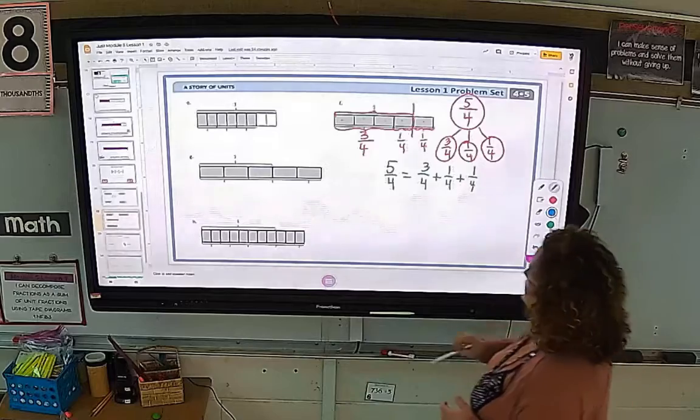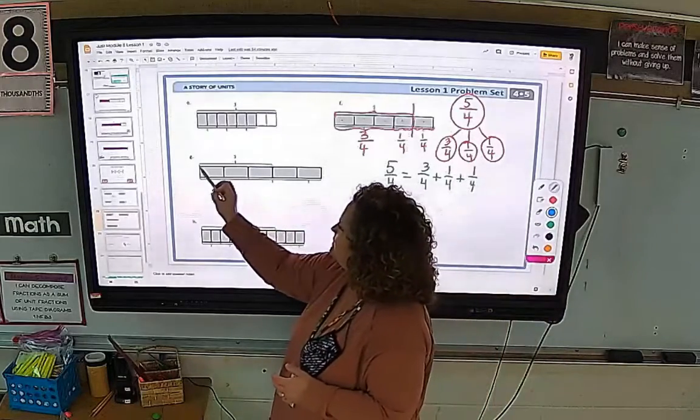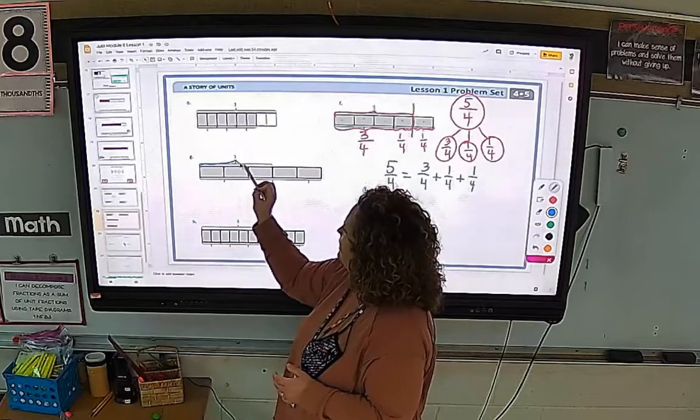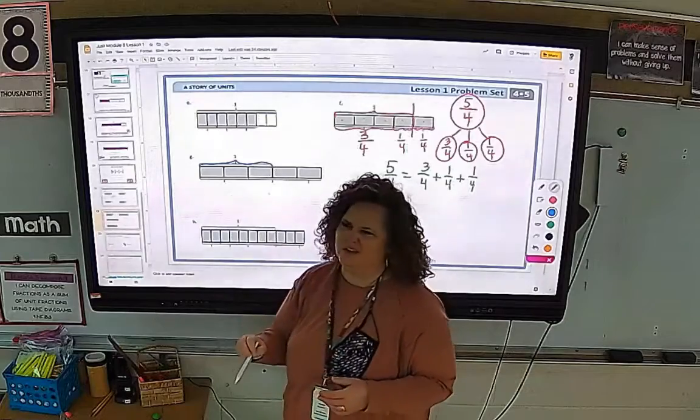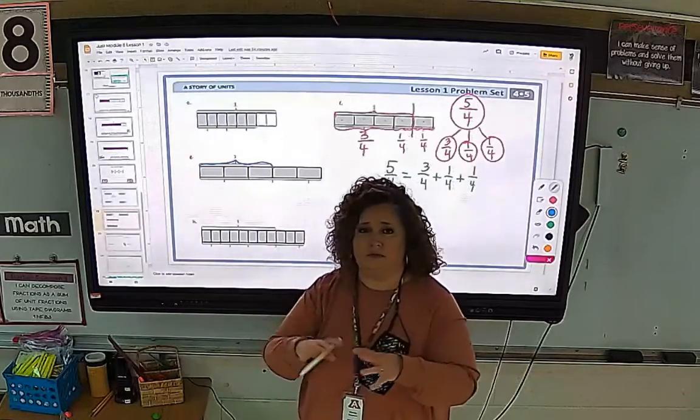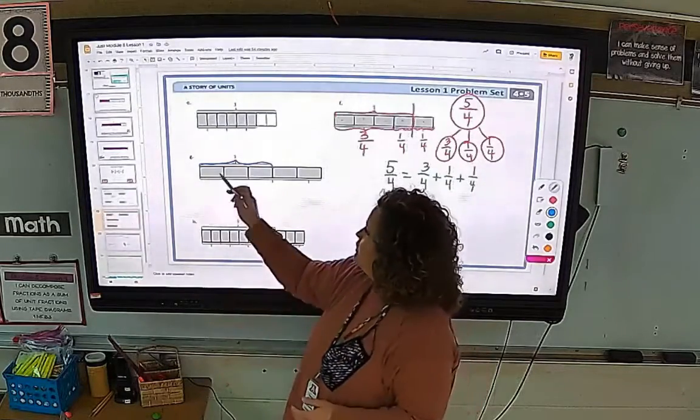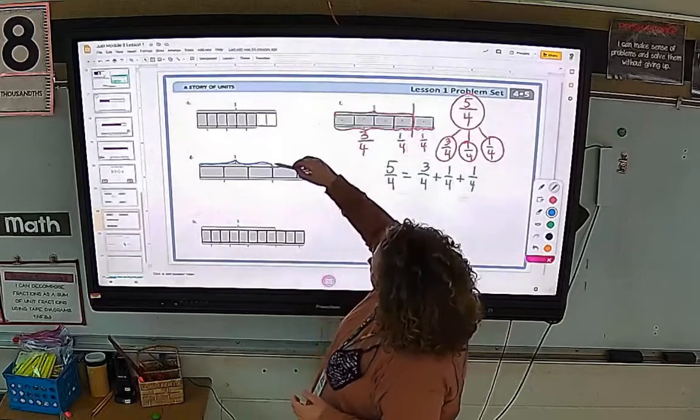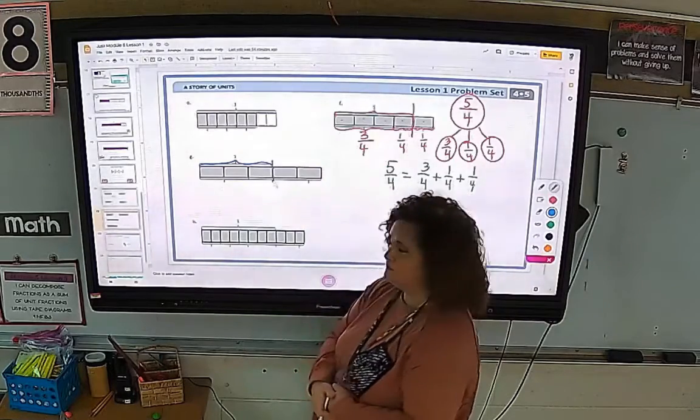Let's see, change to that color. How many pieces are in the whole thing? Not the whole thing, that's not the good way to say it. How many pieces are in the one whole? Just 3, because one whole stops right there.